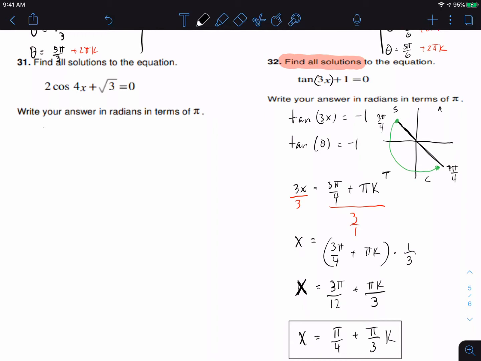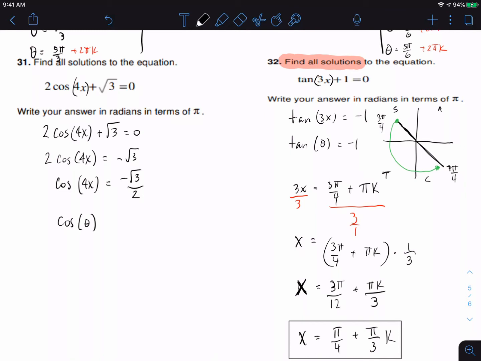So 2 cosine of 4x, and that should be in parentheses, right? Plus radical 3 is equal to 0. So 2 cosine of 4x is equal to negative radical 3. So cosine of 4x is equal to negative radical 3 over 2, right? And then I'm going to do my substitution now. And the reason I do the substitution here is because I know cosine of negative radical 3 over 2, right?